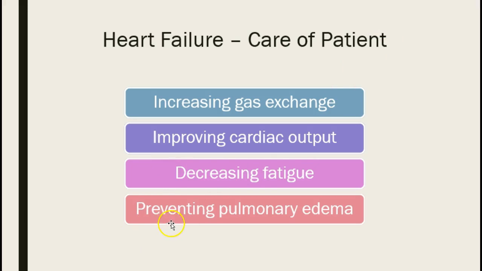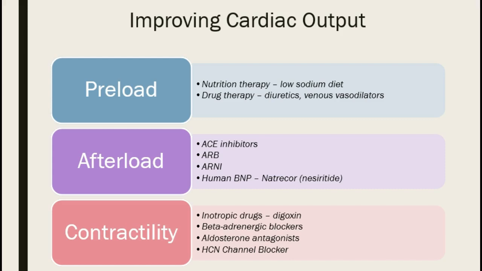We're also going to be looking at preventing the pulmonary edema. So managing that fluid balance is a key goal, and many of our interventions are really focused on managing that fluid balance. So to improve cardiac output, we're going to be managing the preload, and some ways that we can do that is through nutritional therapy. So we want our patient to be on that low sodium diet, and then we're going to be looking at drug therapy, so diuretics as well as venous vasodilators.